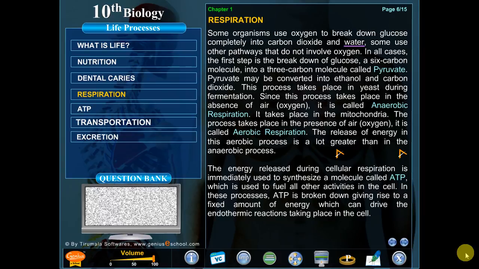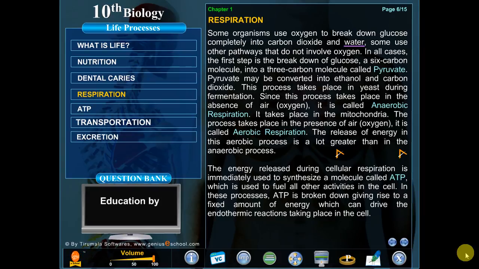Pyruvate may be converted into ethanol and carbon dioxide. This process takes place in yeast during fermentation. Since this process takes place in the absence of air, that is oxygen, it is called anaerobic respiration.